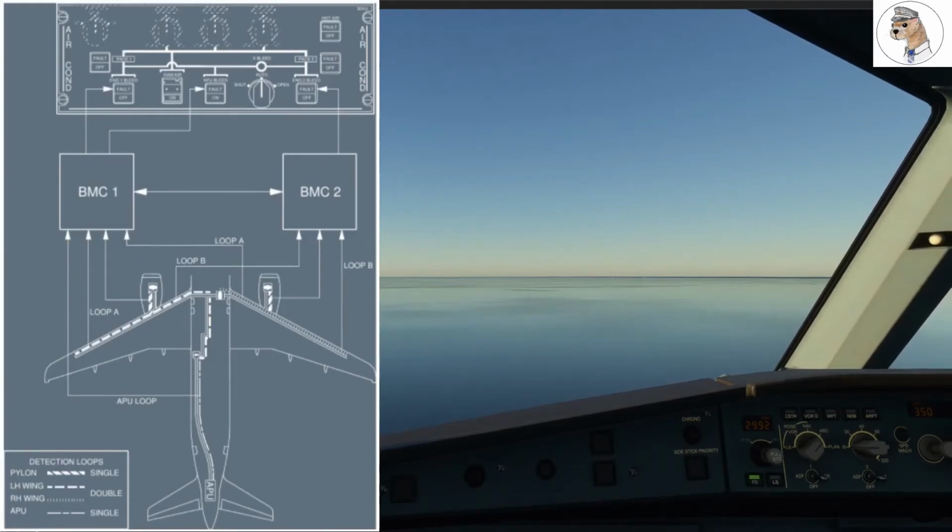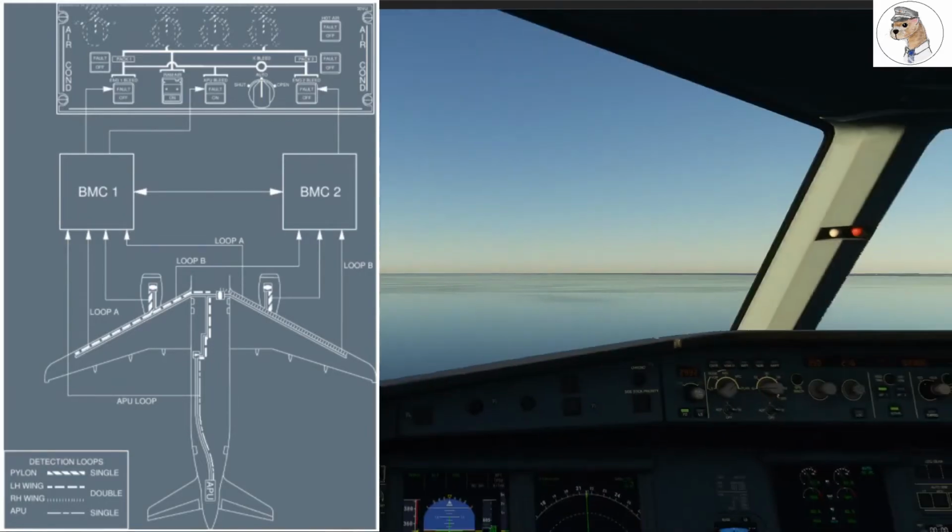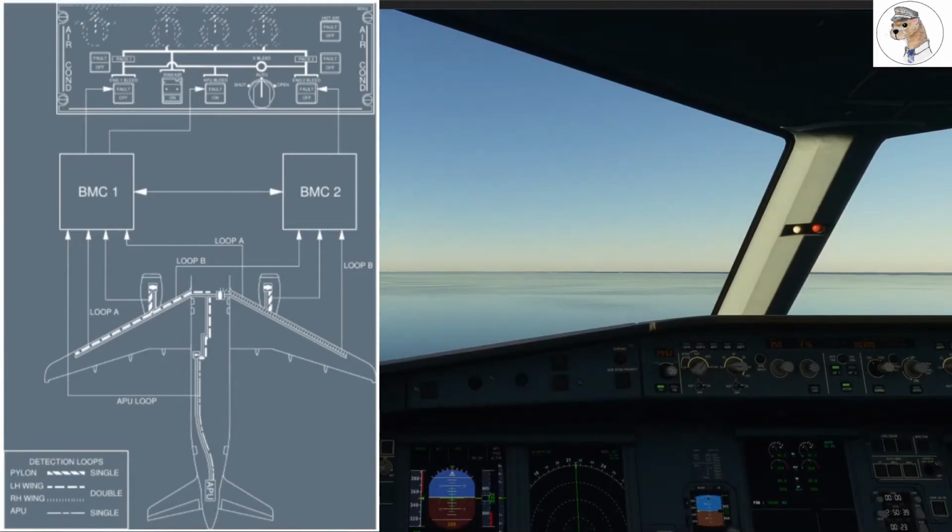For the pylon and the APU, these sensing elements are tied to form a single loop, and in the wing there is a double loop. The logic is that if both of these loops detect a leak, then a signal is generated. The only time one will set one off is if the other loop is deemed inoperative. These will send signals to BMC 1 and 2, and they contain identical control logic for this.